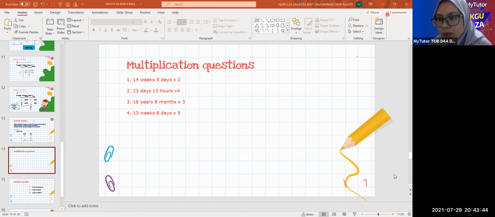It's a bit slow. Right, okay, so we're going to do another multiplication questions and another 3 of divisions to make sure that you guys are really getting the concept. Okay, please do number 1, 2, 3, and 4. If you guys have finished, please put your answer in the chat box.